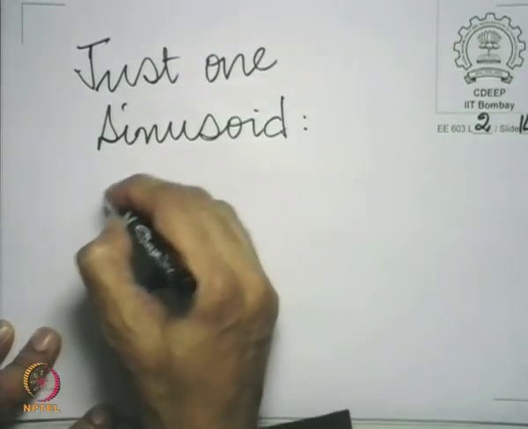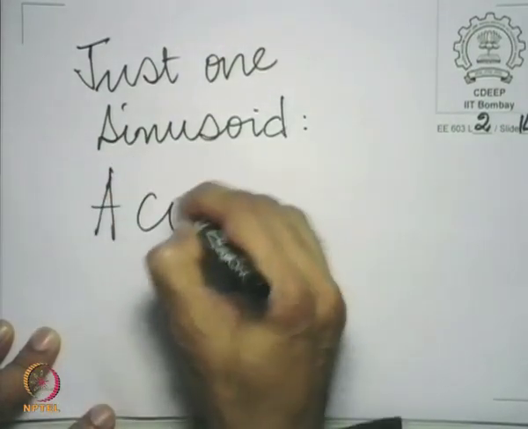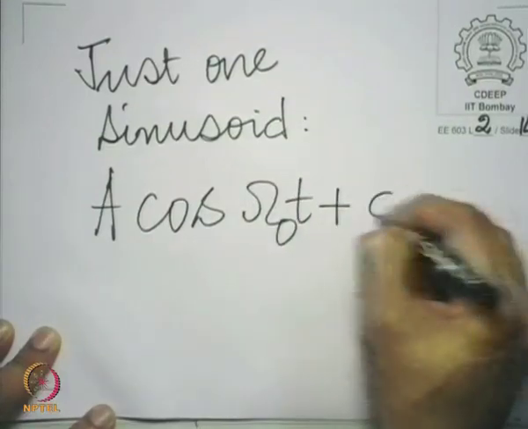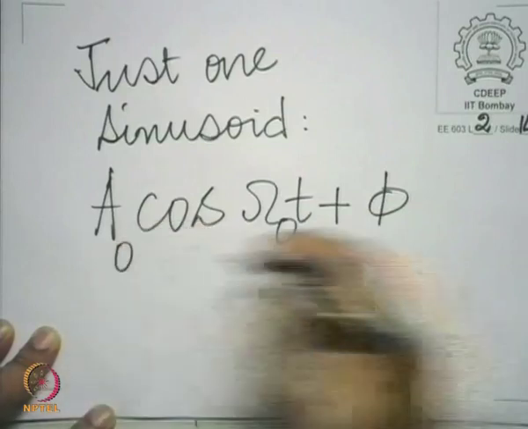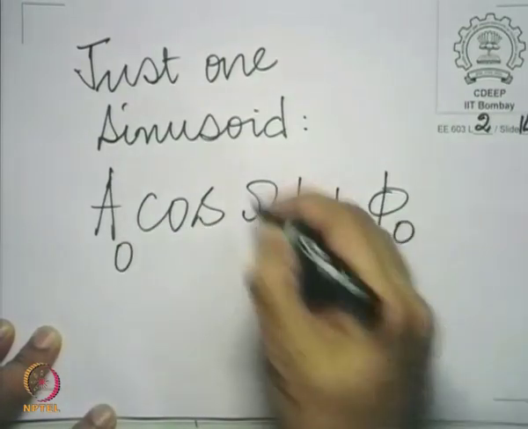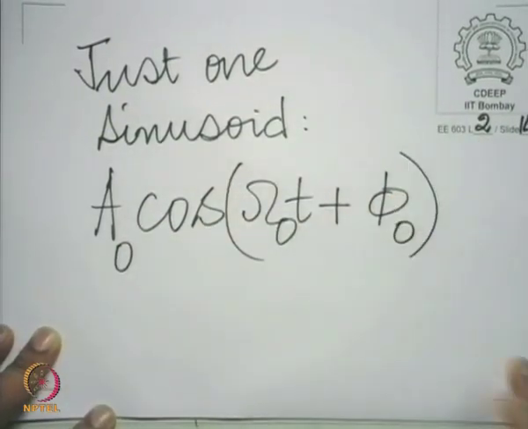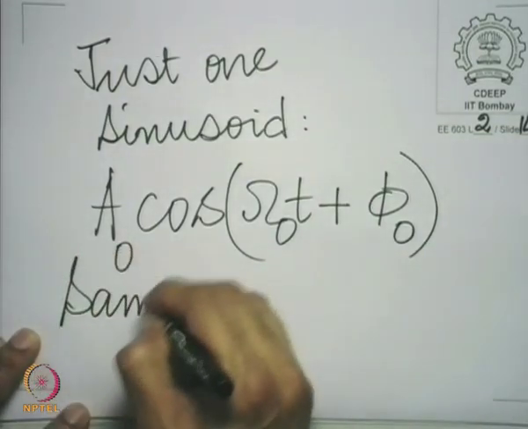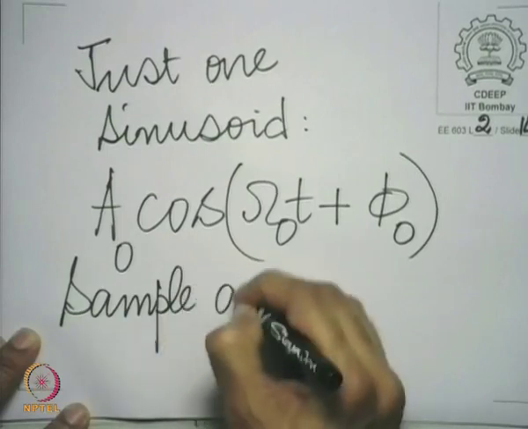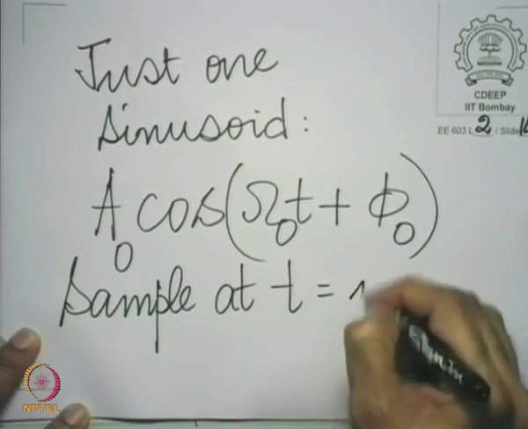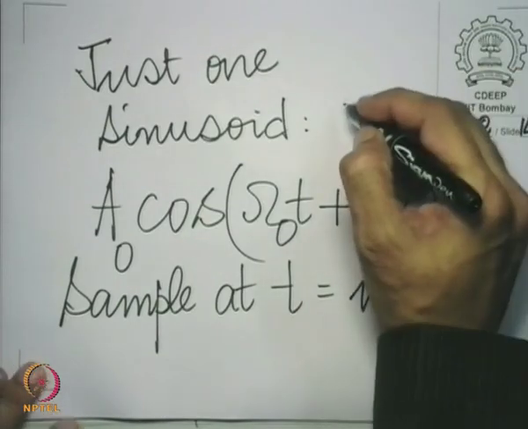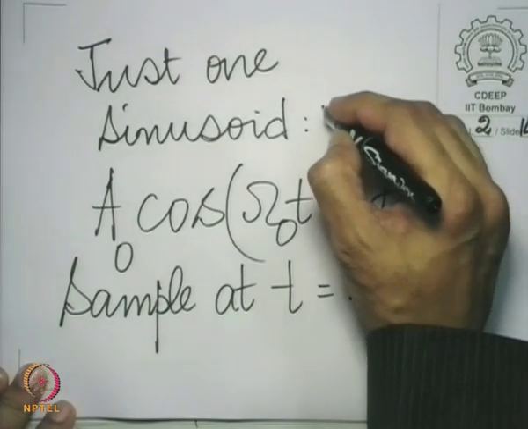So, let that sine wave be A cos omega naught t plus phi, or if you like A naught cos omega naught t plus phi naught. And let us sample this sine wave at t equal to all multiples of the period capital T. Let us give this signal a name. Let us call this sine wave x of t.